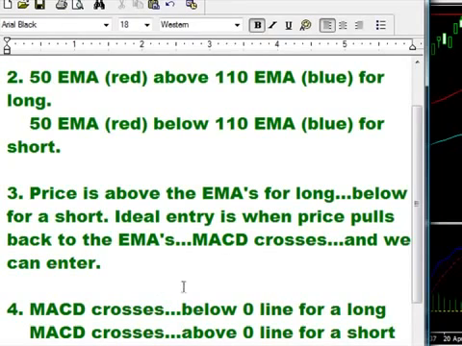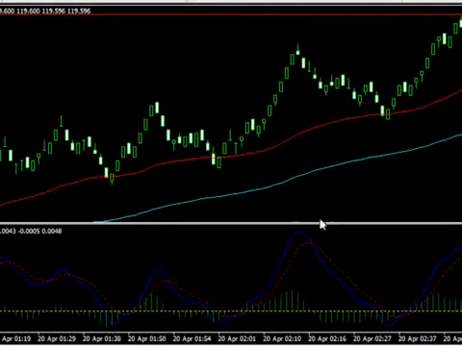And I'll show you a bunch of examples here. The last rule is the MACD: when they cross, it has to be below the zero line for a long and above the zero line for a short. And we'll go through those examples now. So this is today, April 20th, and we had 3 trades right in a row, which is quite unique, but they happened.